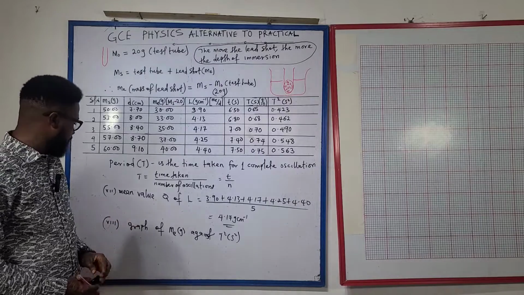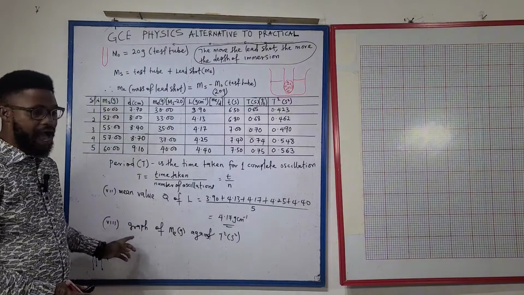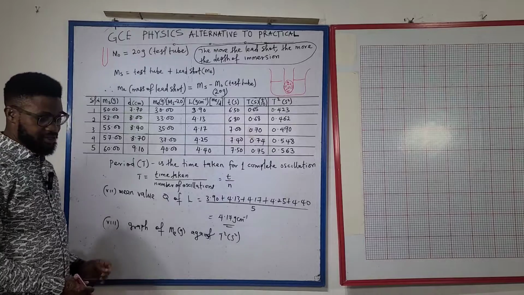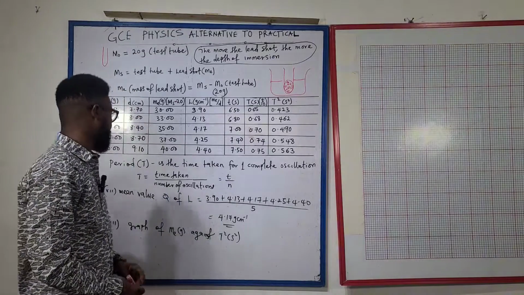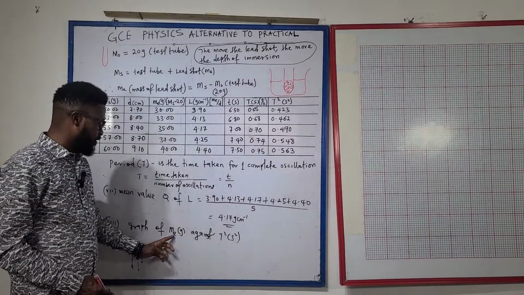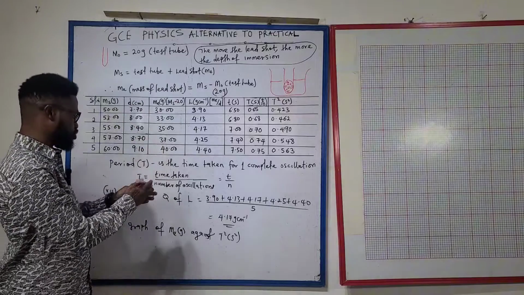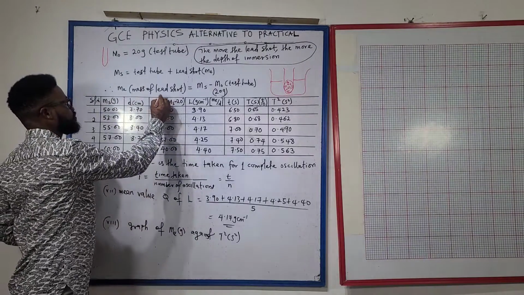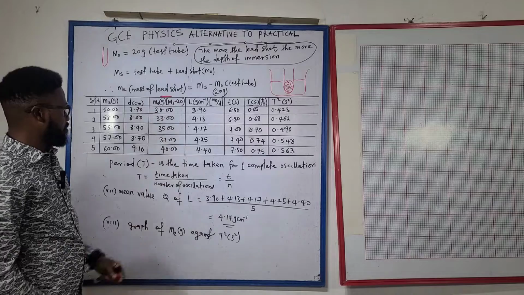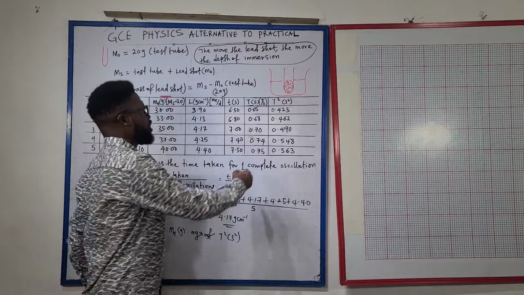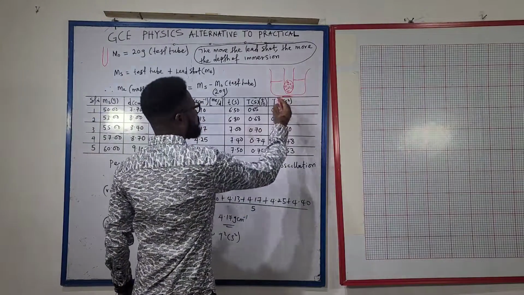The next thing, that's Roman figure 8, is about plotting a graph of ME, that's the mass of the lead shot, against T square, that's the period squared.